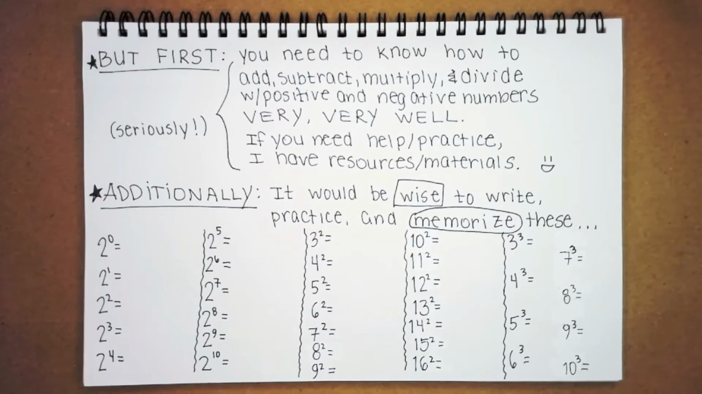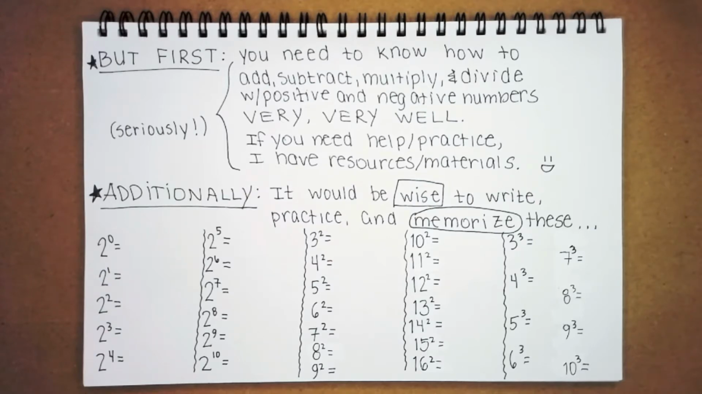But first, you need to know how to add, subtract, multiply, and divide with positive and negative numbers very, very well. I'm not kidding. This is really a serious thing. I'm not going to tell you that you can't use your calculator because you won't always have a calculator on you. That's just not true. Most of the time, we have access to a calculator. But the reality is you need to know how these numbers relate to one another, how they affect one another, how numbers work. If you don't understand that, factoring is going to prove to be very, very difficult.